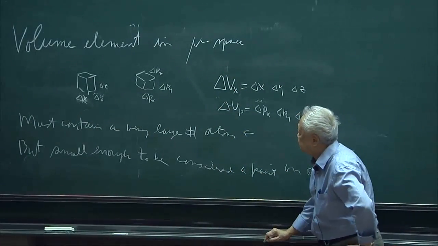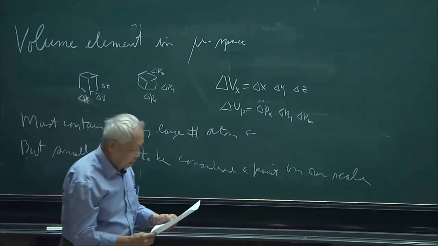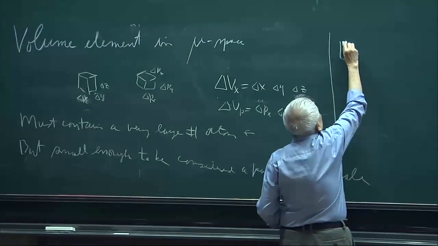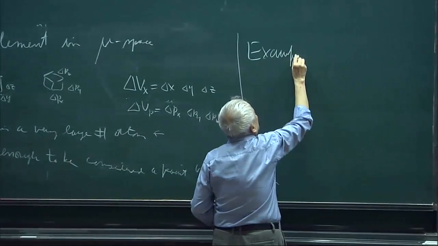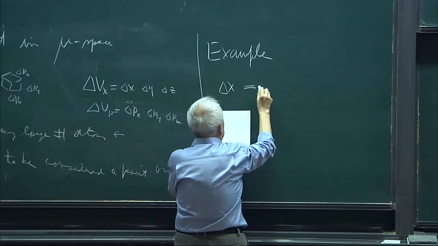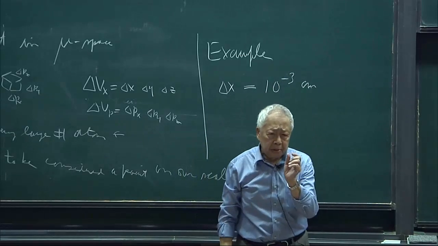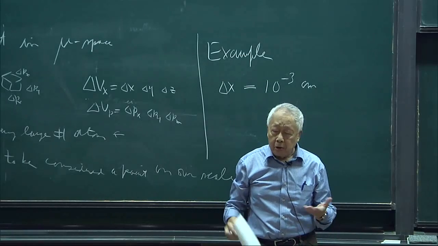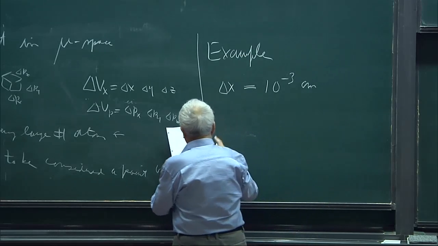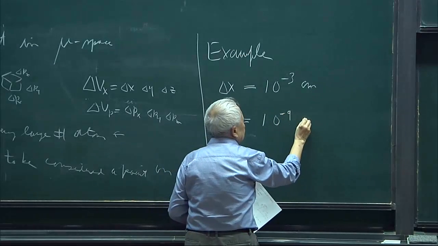So let's go to an example. Suppose you choose delta x, the same as delta y, is equal to, say, 10 to the minus 3 centimeter. That's pretty small. You can hardly see it. So from our point of view, it's like a point. And yet, how many atoms does it contain? Then delta Vx would be equal to 10 to the minus 9 centimeter cubed.